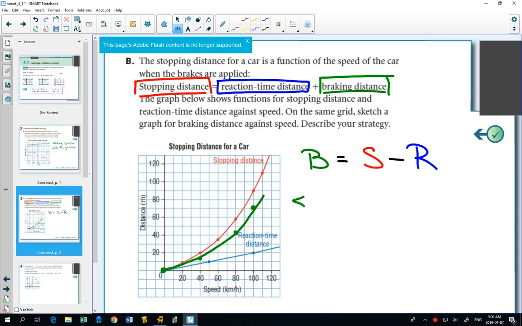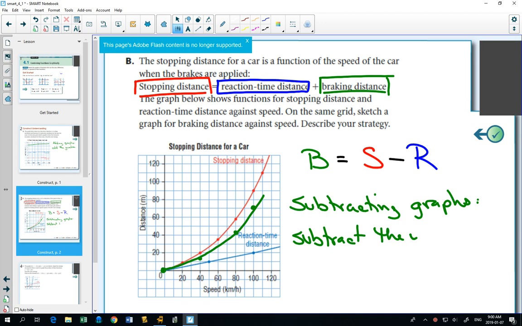So just like adding, if we wanted to summarize subtracting graphs, your x values stay the same, and you just subtract your y values.